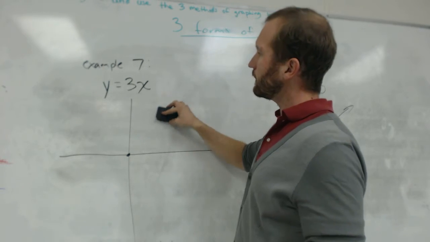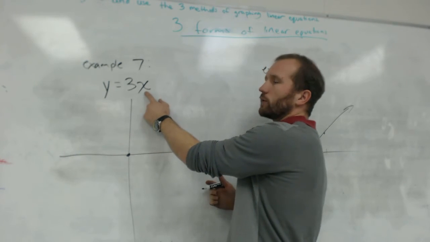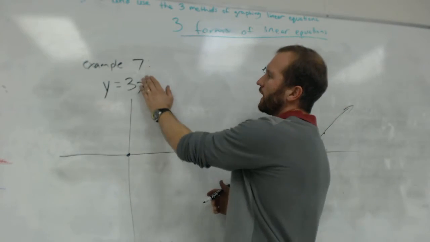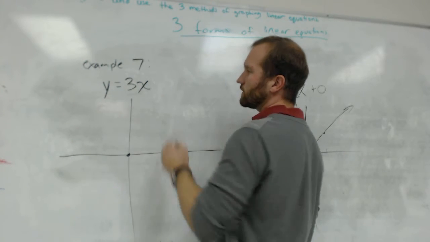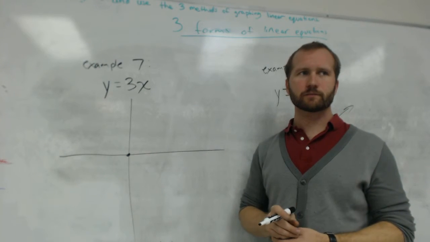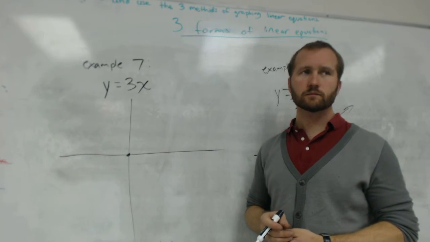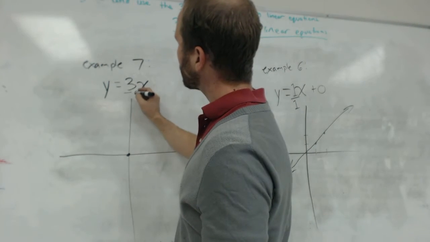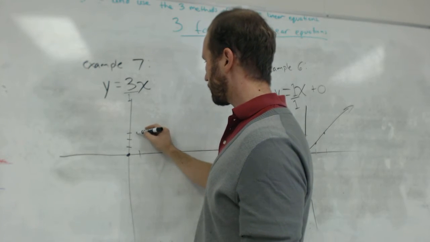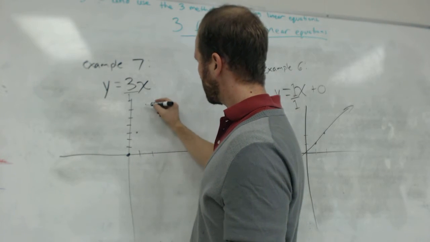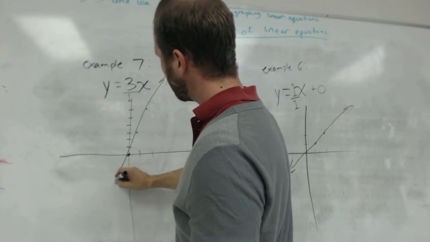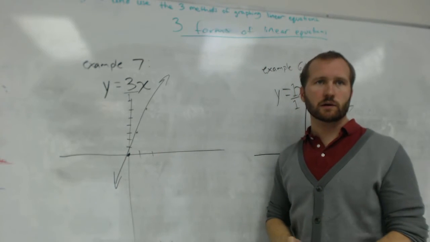Remember, another way to think about this is if x is 0, what is y? Because that's going to give me the y-intercept. And if x is 0, then y is just 0. That's where my intercept is. Now what's my slope here? Up 3 over 1. And I have this really steep line that goes through 0, 0.